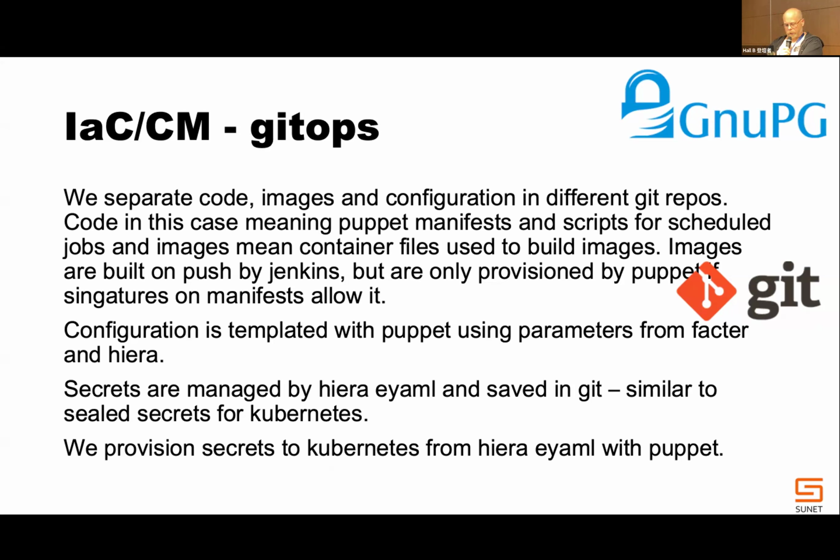Images are built on push by Jenkins, and they are only provisioned by Puppet if the signatures on the commits match what we allow. Configuration is templated with Puppet using parameters from Facter and Hiera. Secrets are managed by Hiera eYAML, also saved in Git, similar to sealed secrets for Kubernetes. Then we provision secrets to Kubernetes from this Hiera eYAML using Puppet as well.